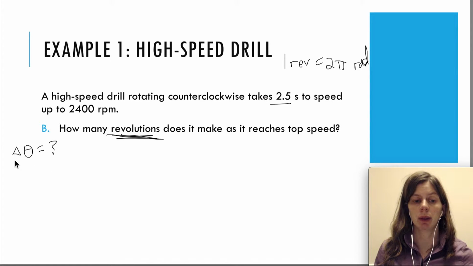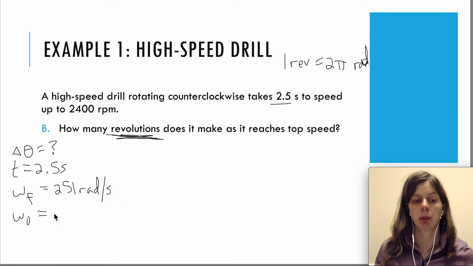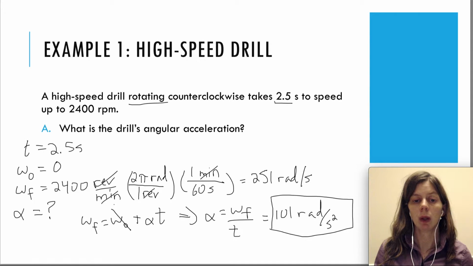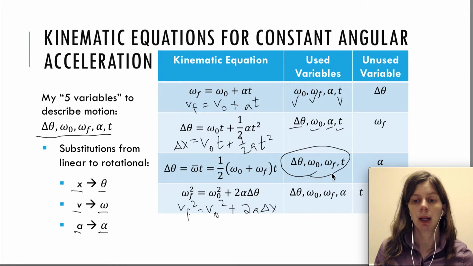Let's write down our givens. We have the time, 2.5 seconds. We have the final angular speed, which we had converted in part A, which was about 251 radians per second. And then we also have the initial angular speed was 0. I always like to use the givens as much as possible to avoid rounding as much as possible. Technically, we just found the angular acceleration, so we have many choices for which equation to use to find the delta theta, but since I'm writing down omega initial, omega final, and time, then this third equation here is the best one to use because it will let us solve for delta theta.